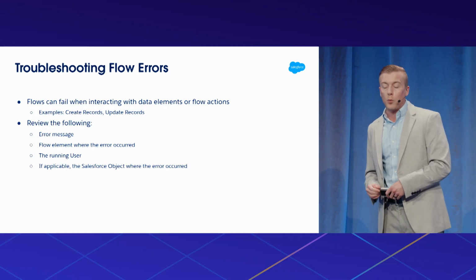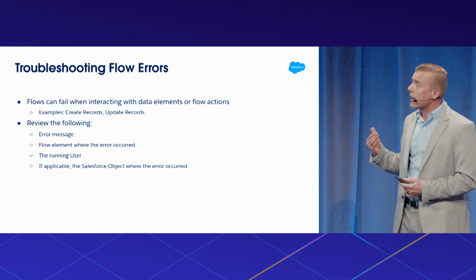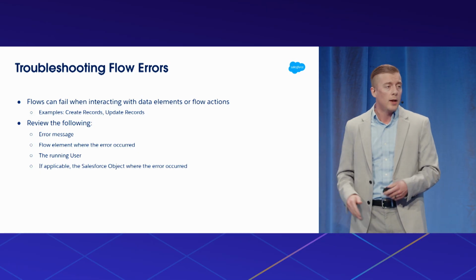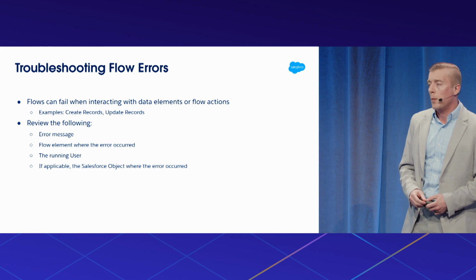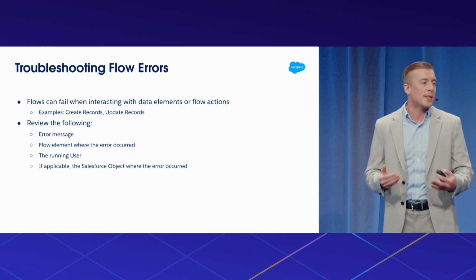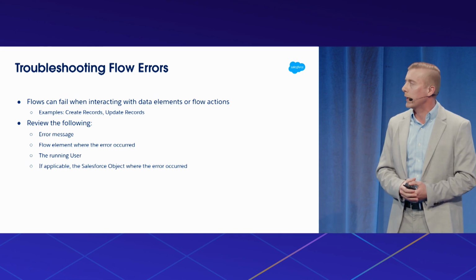Look at the flow element where the error occurred. That gives you some great context into what you might need to do. If it's something like create or update records, it might be permissions-based. But if it's something like send email, maybe you're missing a key input that you need to fix.